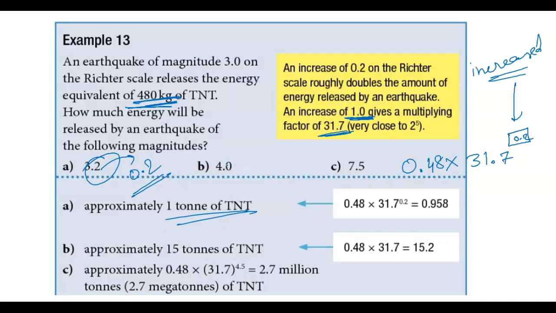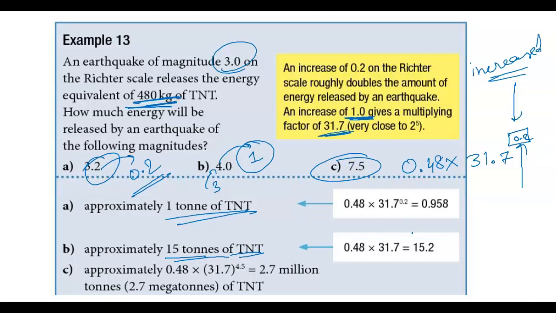Now here the increase is from 3 to 4, right? From 3 to 4. So the increase is 1. So I will substitute 1 over here, and I will get the answer as 15 tons of TNT.